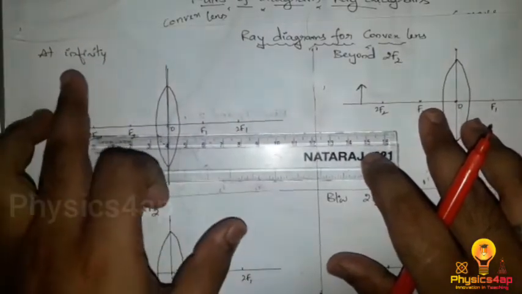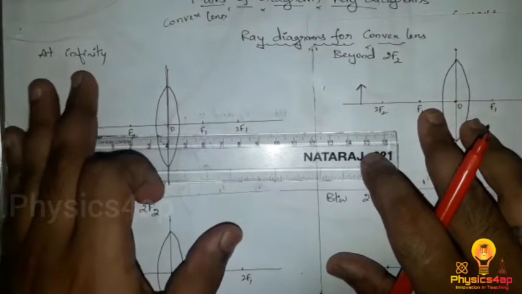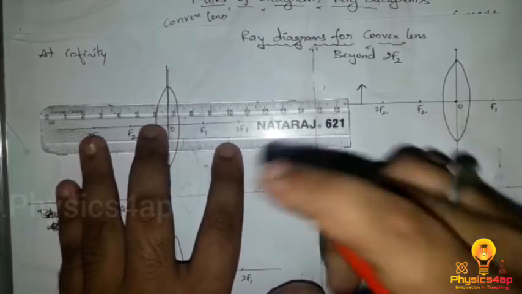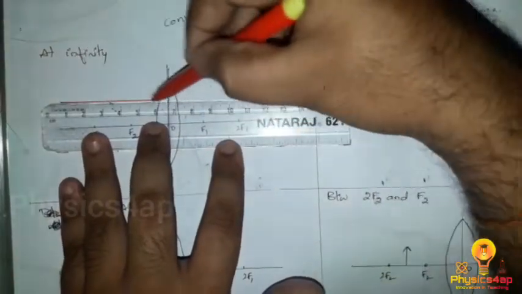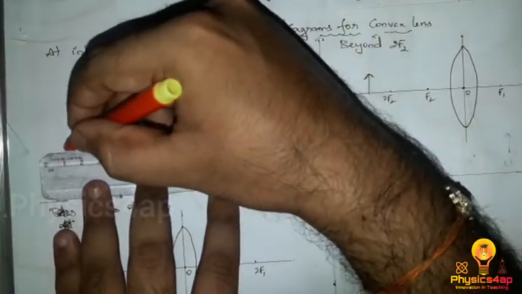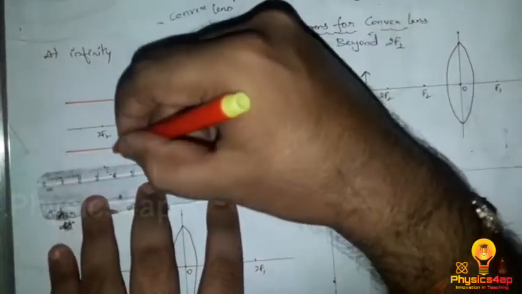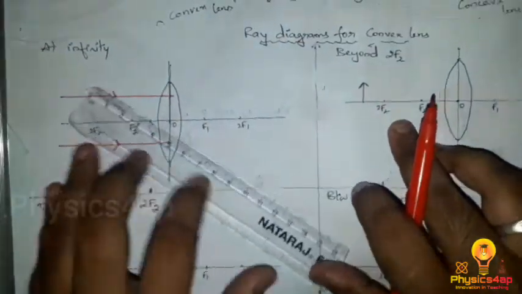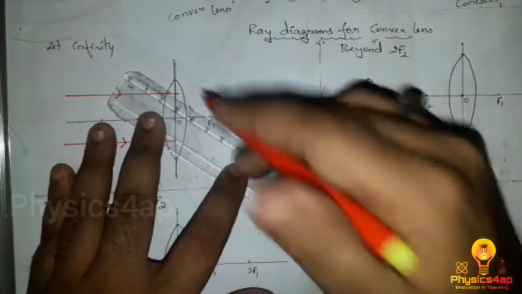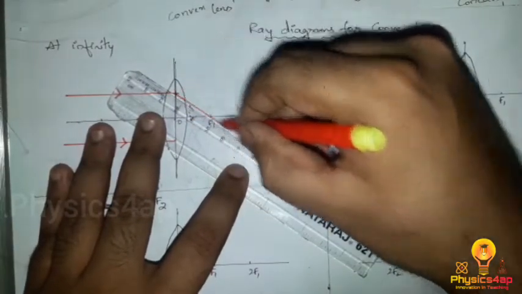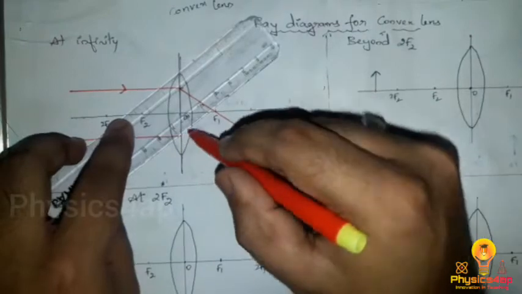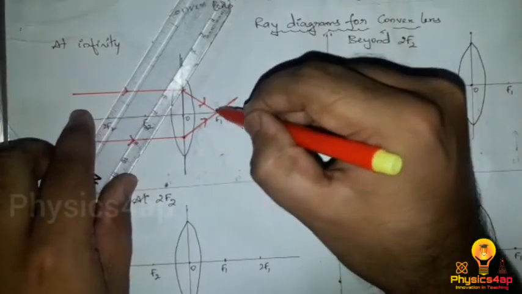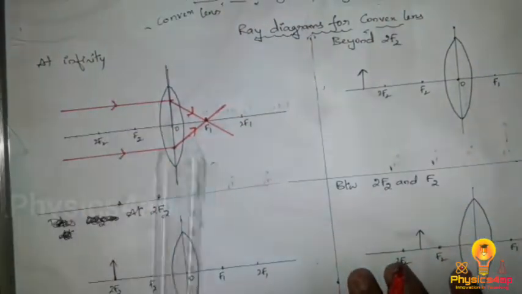The first case that we are going to see is when the object is at infinity. So let us see how the ray diagram would be. That means the rays would be parallel like this. All the parallel rays fall upon the convex lens and they converge at a point. That point is the focus. So here they converge at a point which is at the focus.